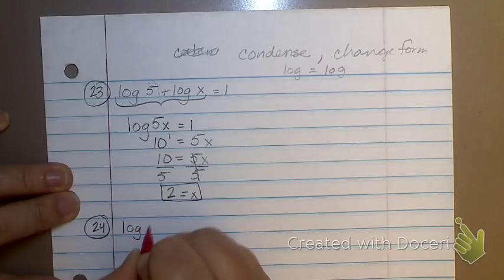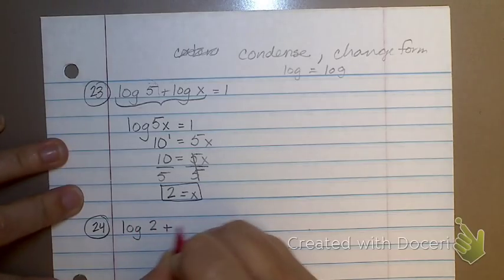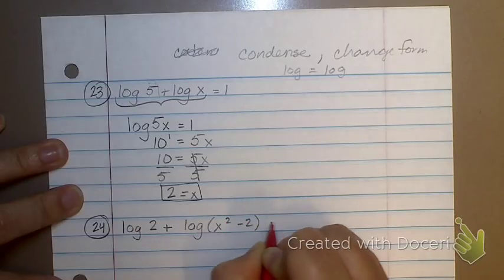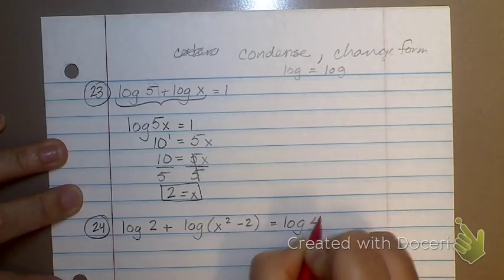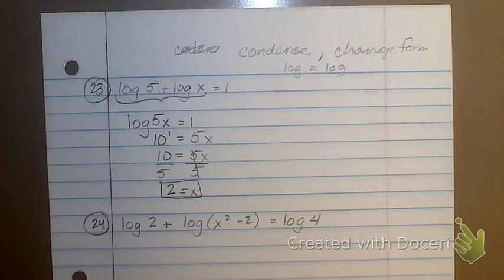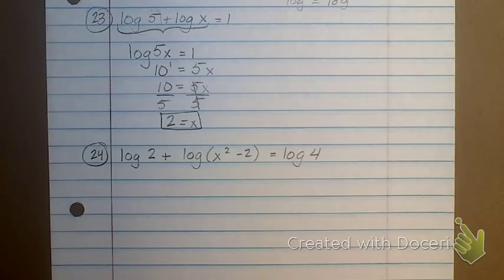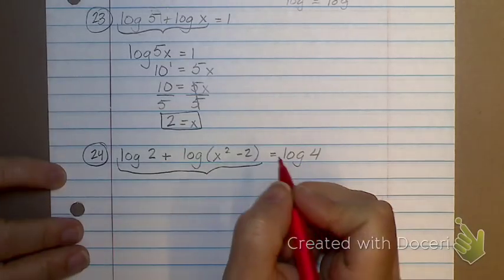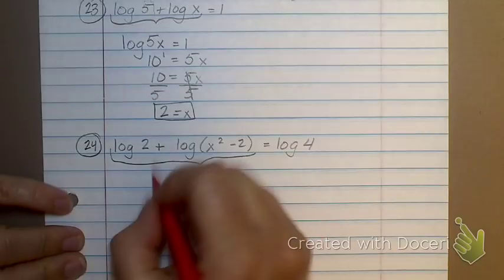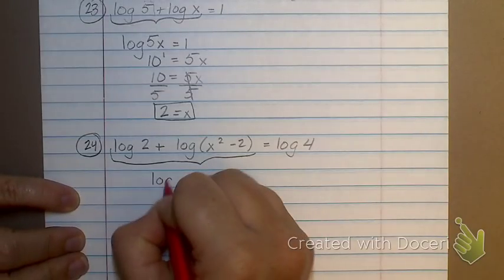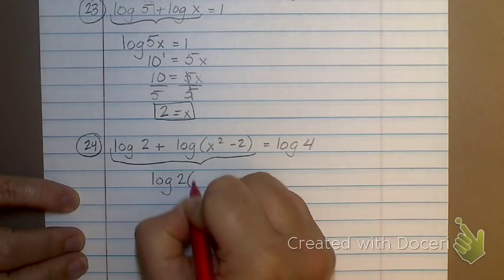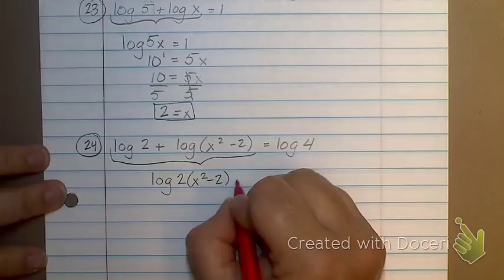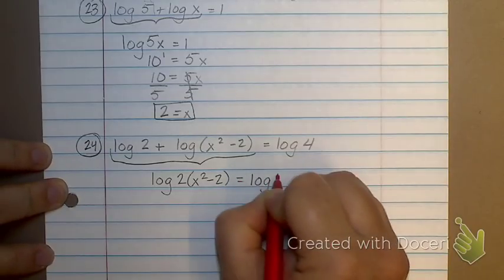24. Log 2 plus log x squared minus 2 equals log 4. So this one has 3 logs. I'm still going to condense first. I'm going to condense what's on the same side. If I condense these, they're connected by addition, so what are they going to condense to? Multiplication. So that gives me log of 2 times x squared minus 2 equals log 4.